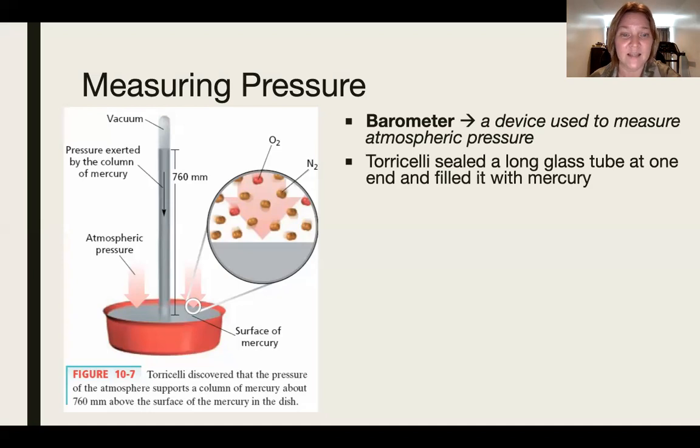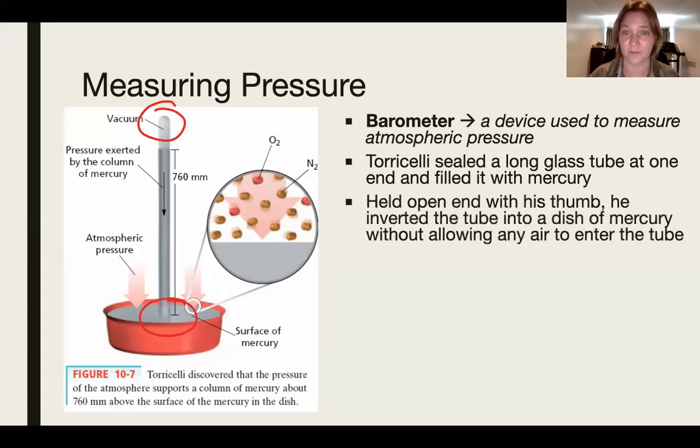The scientist who basically discovered how to measure pressure was called Torricelli. That's why one of the units of pressure is called the torr, T-O-R-R, based on Torricelli. So what he did was he sealed a long glass tube at one end. So this end is sealed and this end is open. And he filled the tube with mercury. He held the open end with his thumb and then inverted the tube into a dish of mercury without allowing any air to enter the tube.